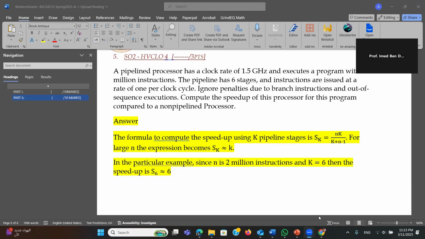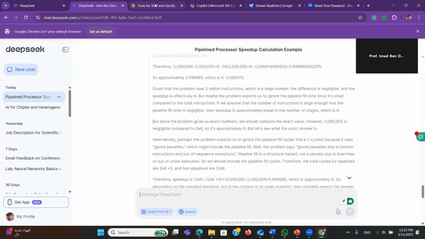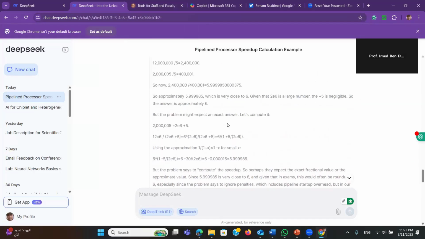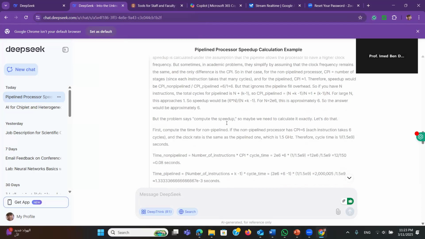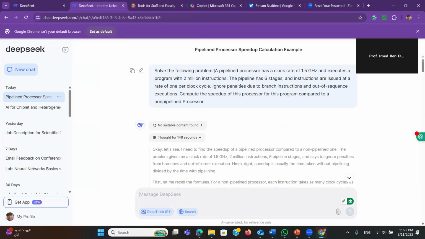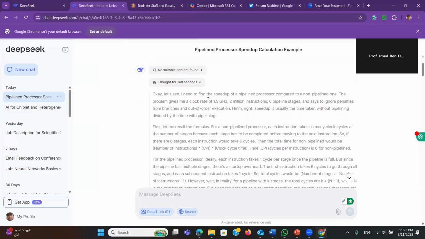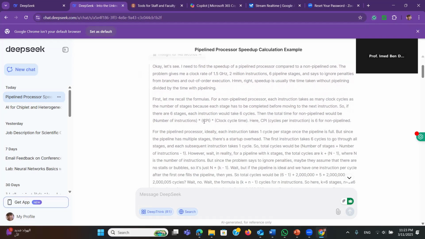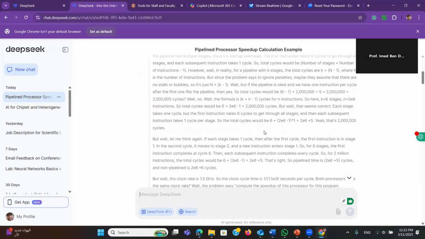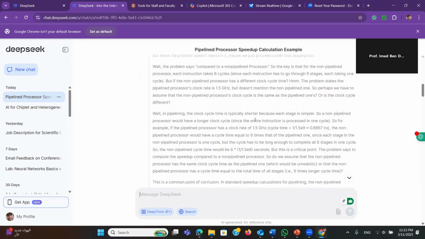Now let's see how DeepSeek tries to answer this. So here is DeepSeek. I gave it the same problem, so you can see it up here. Solve the following problem. I gave the problem, and you can see that it took 148 seconds to compute this. It wanted all these calculations, so it computed the number of instructions times CPI, and it tried to reason, and then it did a lot of computation. Okay, you see how complicated it is?